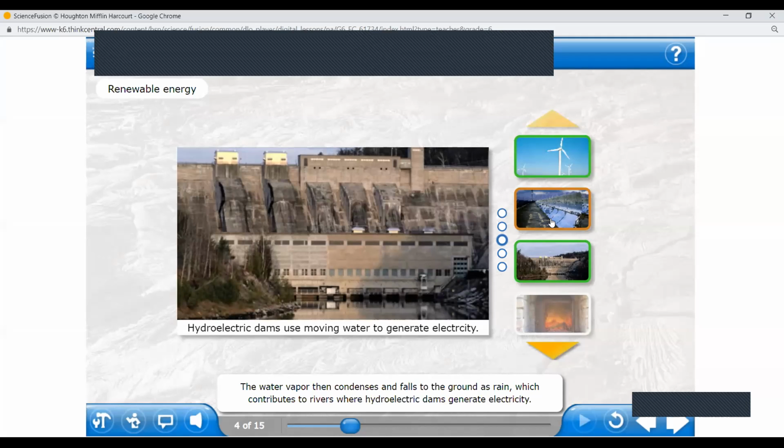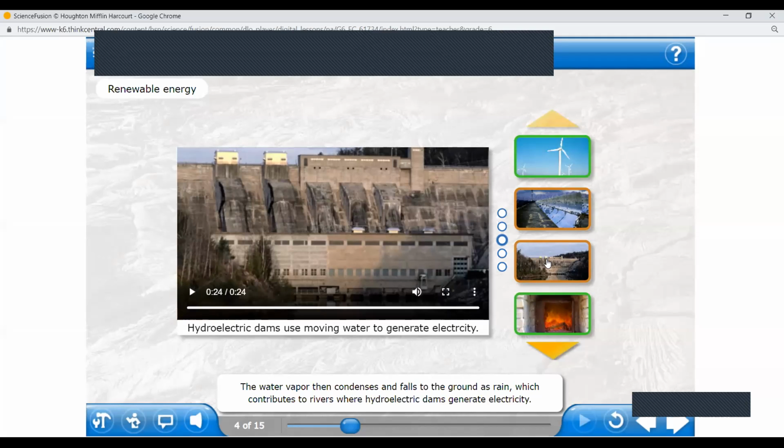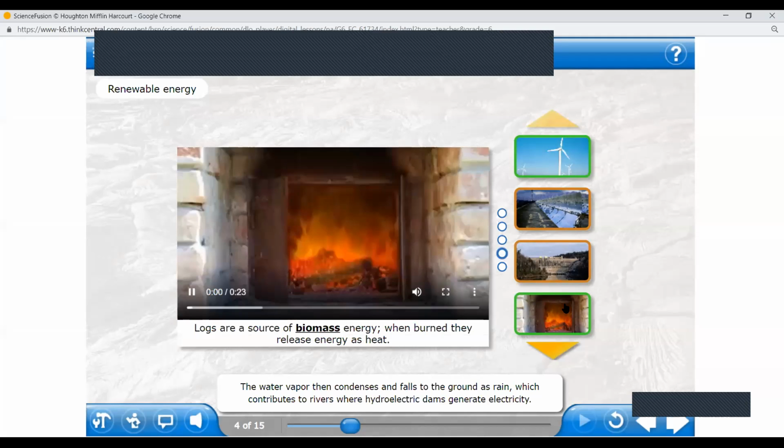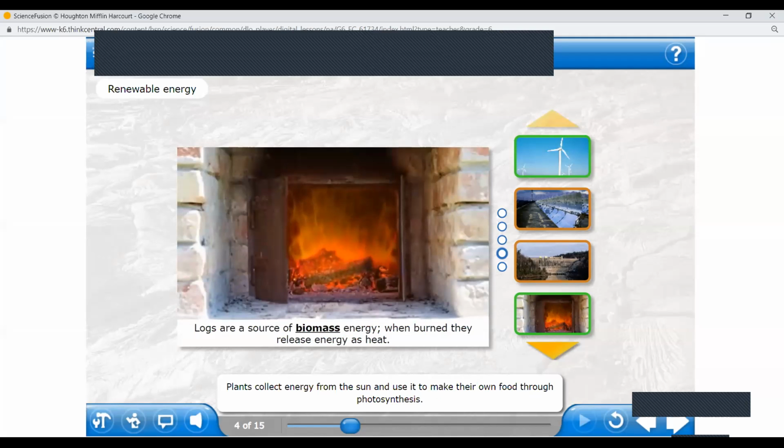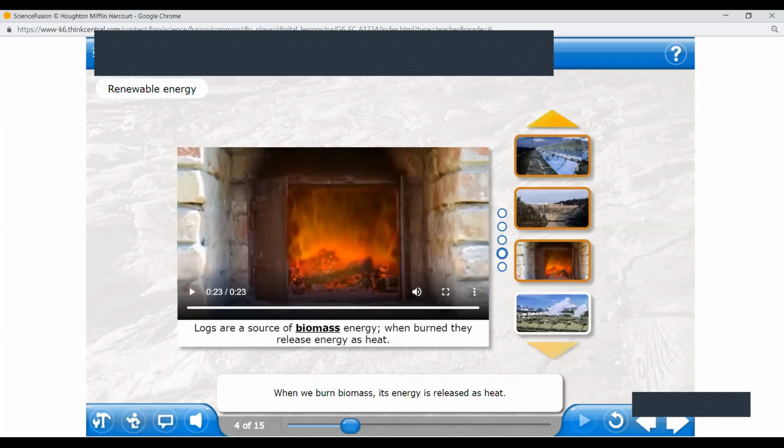So I told you about wind energy, solar panels, hydroelectric energy, and finally, biomass is a renewable energy resource. The original source of biomass energy is the sun. Plants collect energy from the sun and use it to make their own food through photosynthesis. Biomass is organic matter from plants and from animal waste that contains chemical energy. When we burn biomass, its energy is released as heat. See, they're talking about biomass, that is wood. When they burn this wood, they get energy.